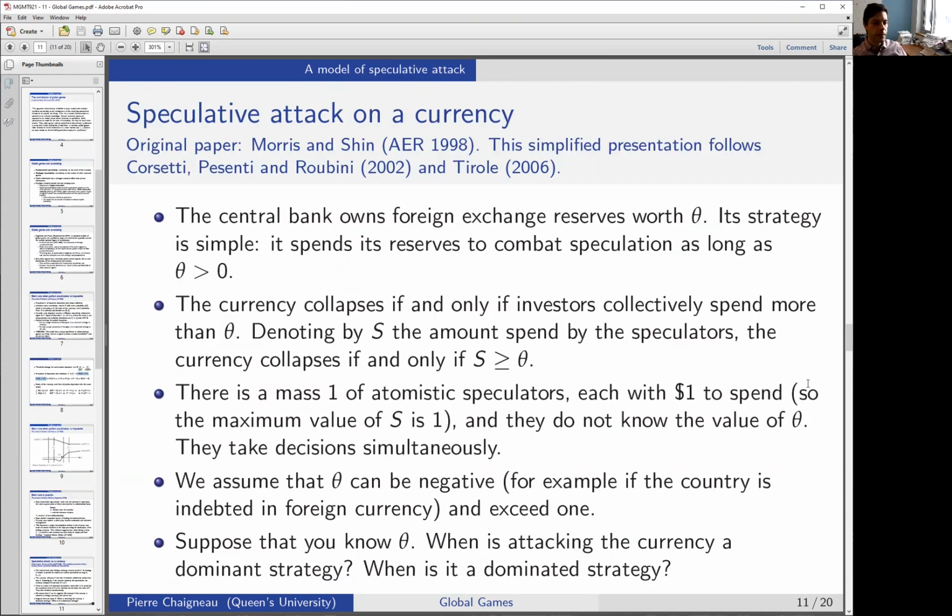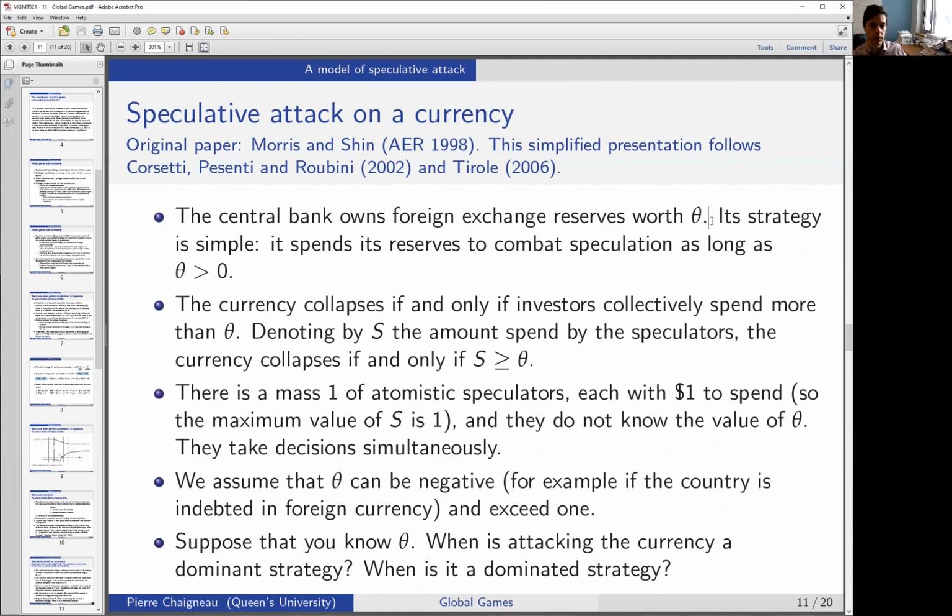So in the second part of this lecture, we will study a slightly different model that is going to focus on a speculative attack on a currency in a fixed exchange rate regime. And so this is the original paper of Morris and Chin, which was seminal in the global games literature. Here we're simply going to follow a simplified version of this paper, as in the Tyrrell textbook. So we have a central bank that owns some foreign exchange reserves that it uses to defend the fixed exchange rate regime. And these foreign exchange reserves are worth theta.